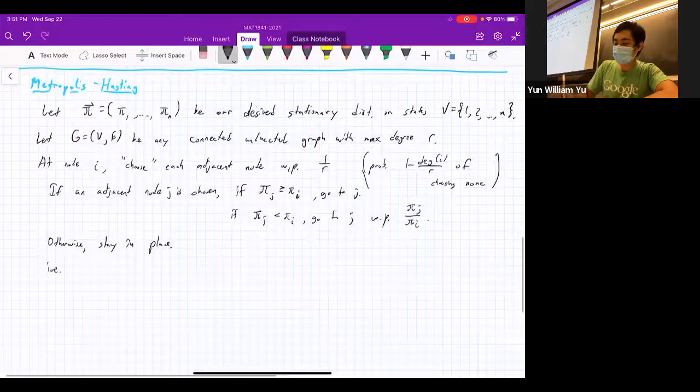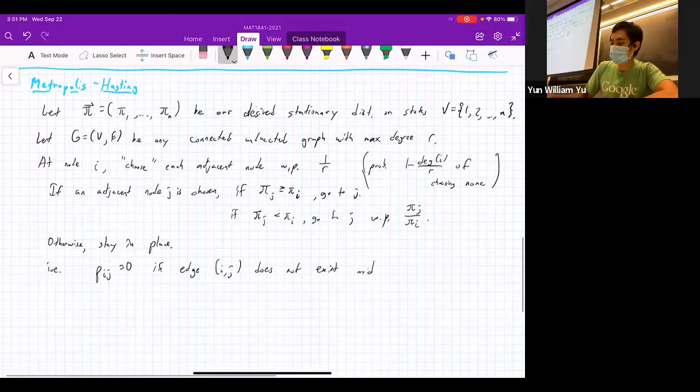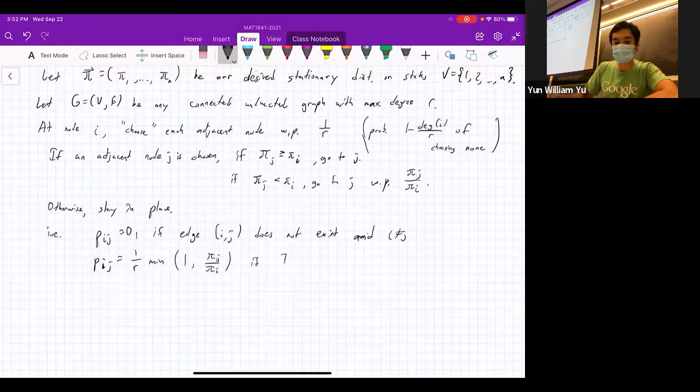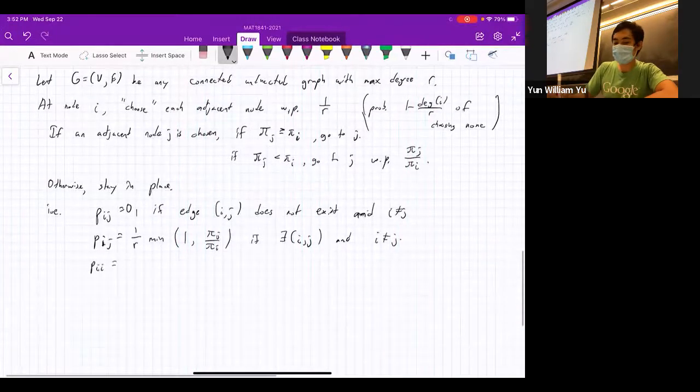To write this a little bit more formally, P ij is equal to 0 if edge ij does not exist and i is not equal to j, and P ij is equal to 1 over r times the minimum of 1 and pi j over pi i, if that edge exists and i is not equal to j. And P ii, the probability of staying in place, is just 1 minus all the other probabilities.